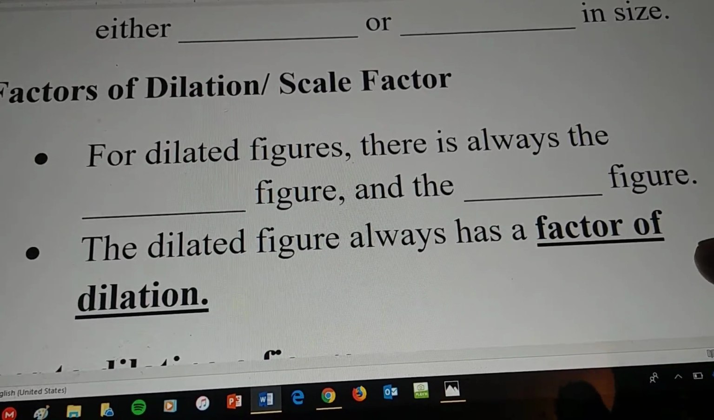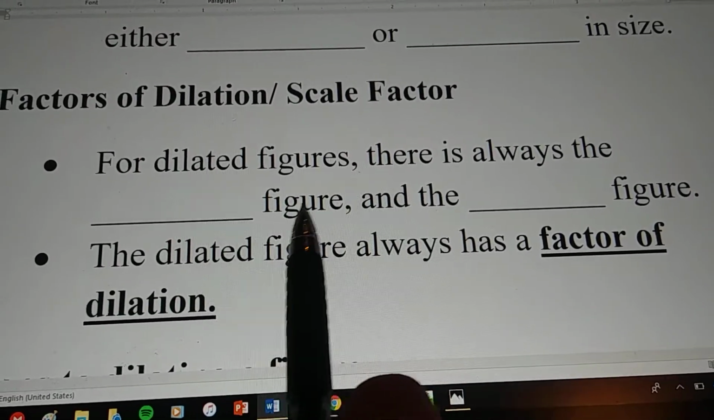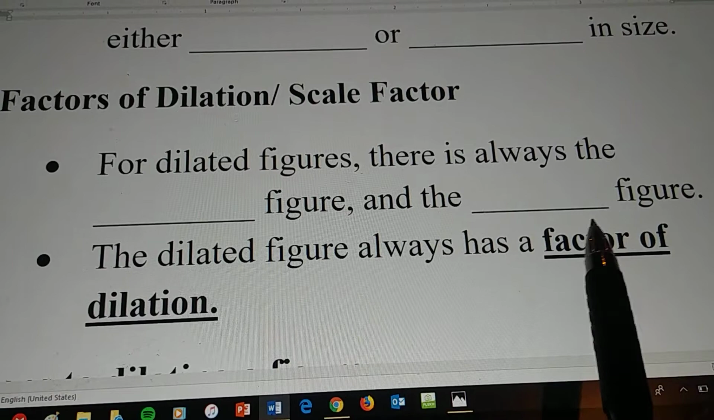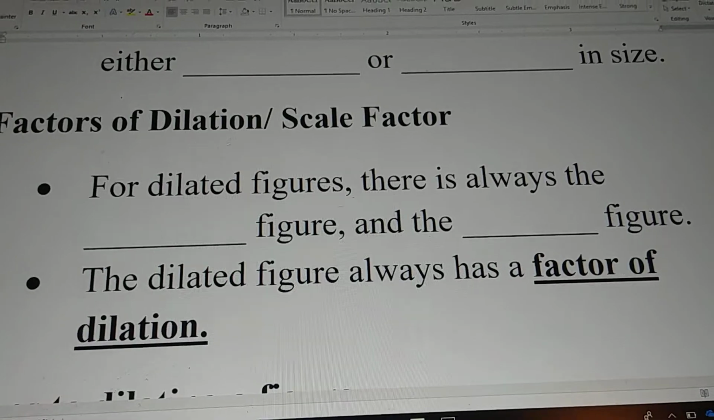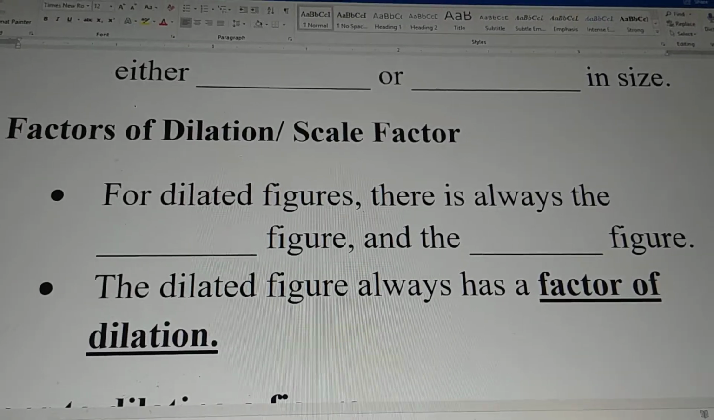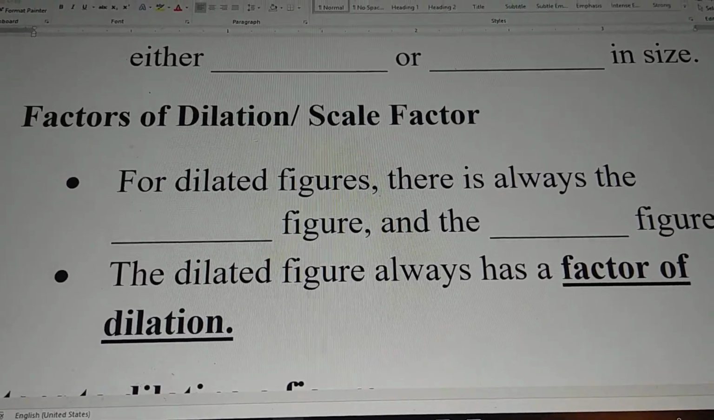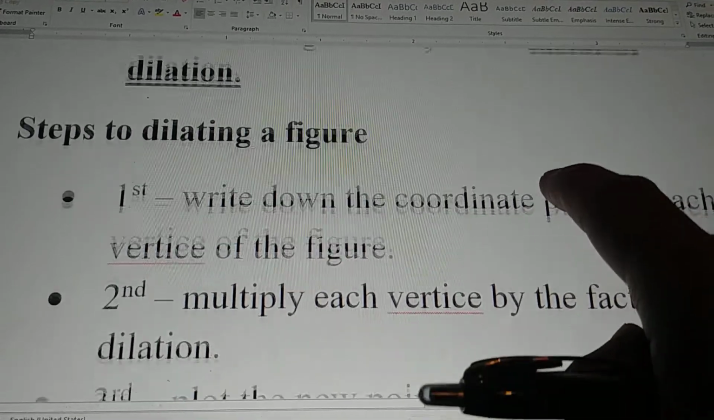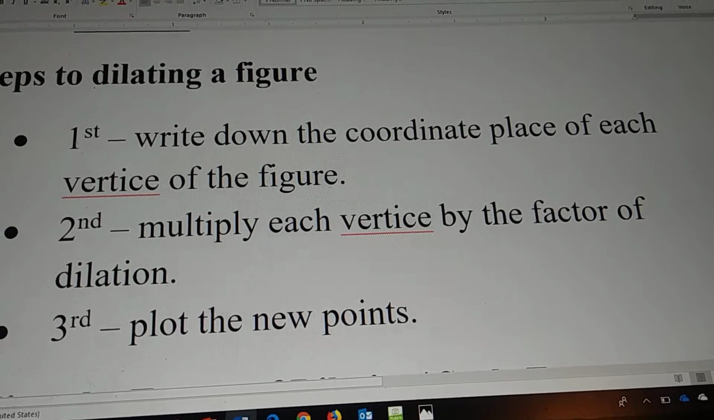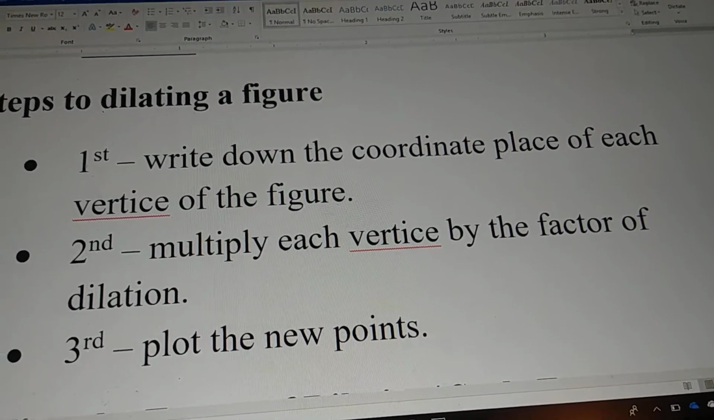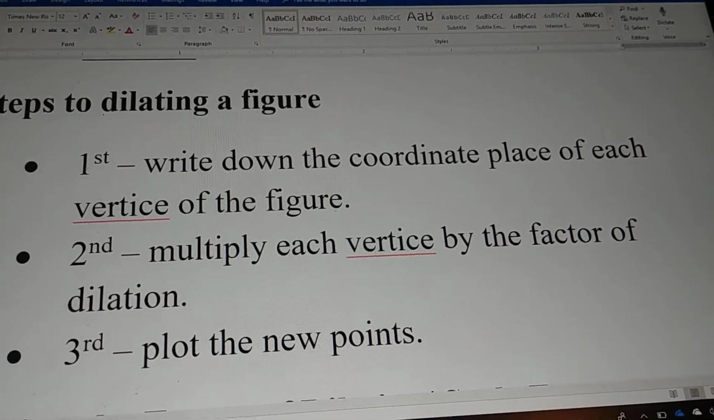For dilated figures, there's always the original figure. Make sure to put original figure and the dilated figure. The dilated figure always has a factor of dilation. This is something that we want to know, the factor of dilation or the dilating factor, or scale factor, I mean. Now we're going to go over the steps to dilating a figure. The first step is to write down the coordinate place of each vertex of the figure. The second is to multiply the vertex by the factor of dilation and then plot the new points.